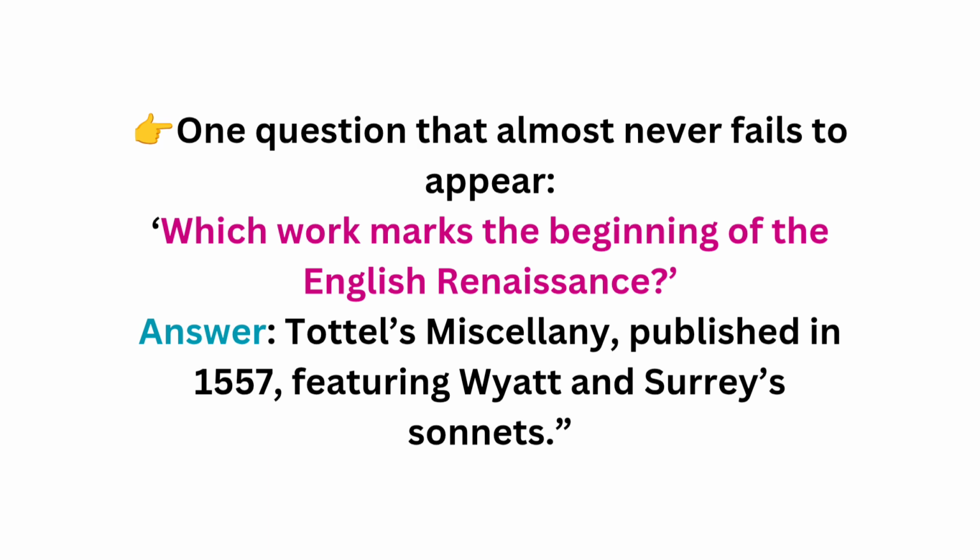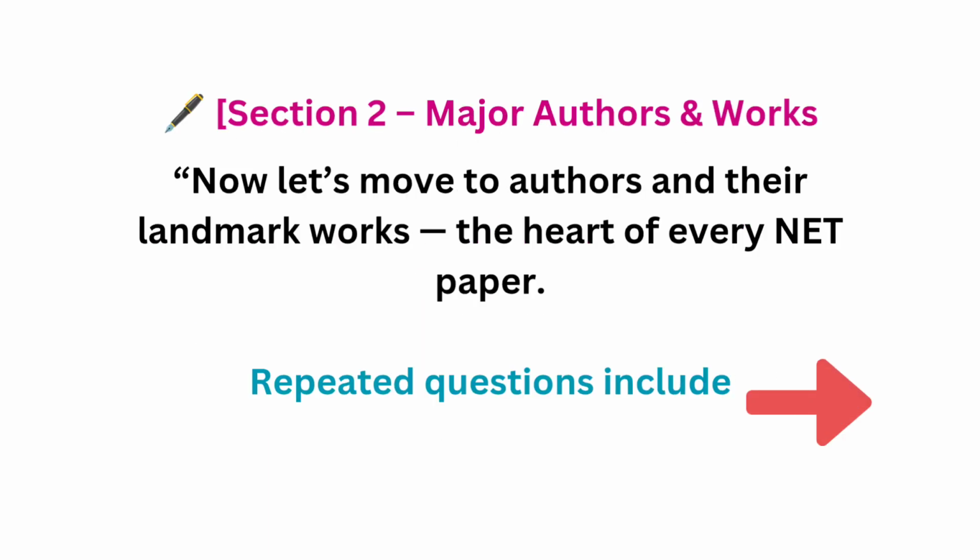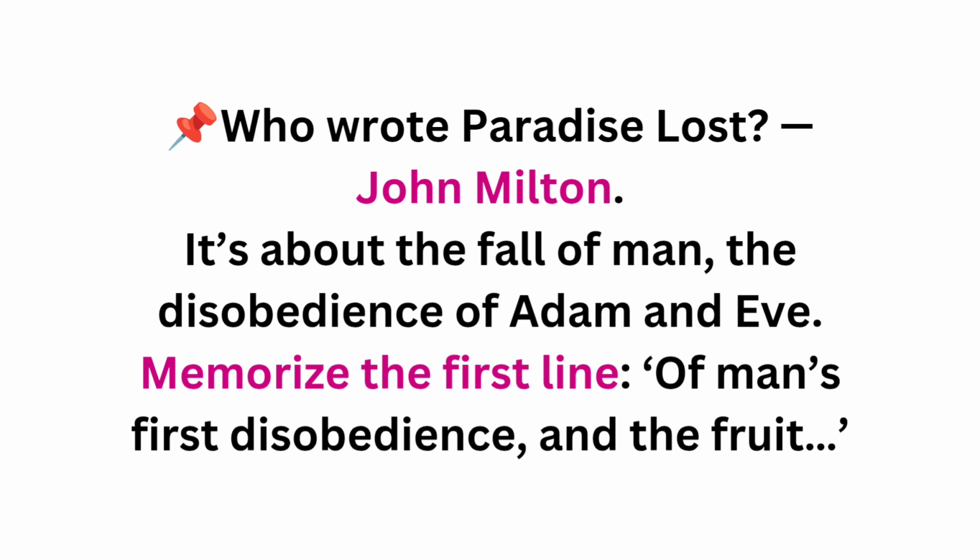Section 2, Major Authors and Works. Now let's move to authors and their landmark works, the heart of every NET paper. Repeated questions include: who wrote Paradise Lost? Answer is John Milton. It's about the fall of man, the disobedience of Adam and Eve. Memorize the first line: Of man's first disobedience and the fruit, and so on.